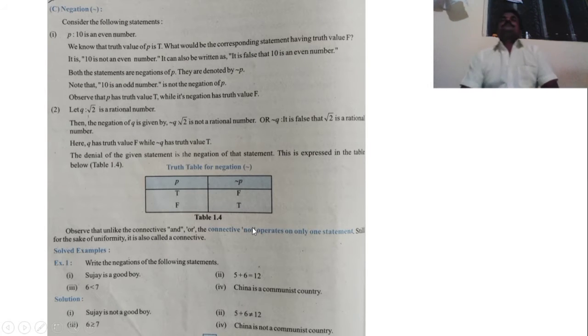Last lecture, yesterday, we saw connectives for two simple statements to give a compound statement: first, and, or. These connectives are conjunction and disjunction.